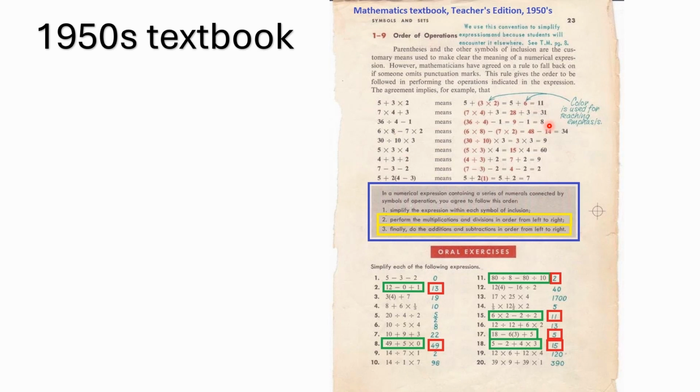So here's a 1950s textbook, okay? So it's pretty darn clear. 5 plus 3 times 2. Guess what? The answer is 11. Why? Because you solve the multiplication first.